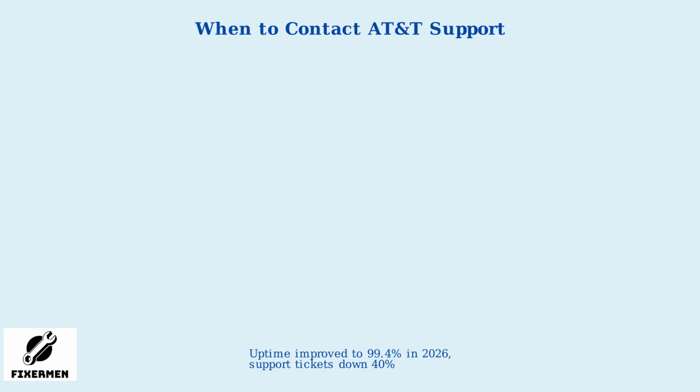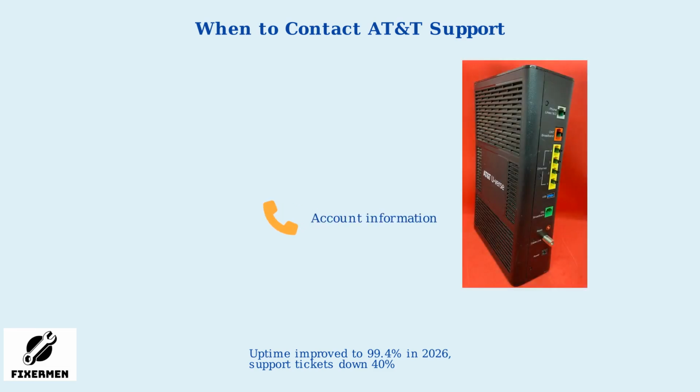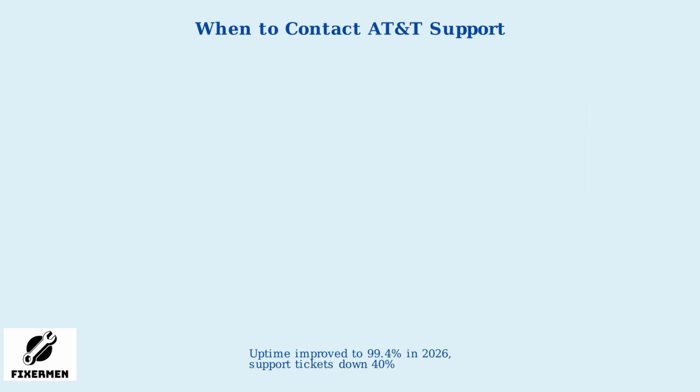Recent improvements have boosted uptime to 99.4% and reduced support calls by 40%. When you call, have your account information and gateway model number ready. This helps support technicians assist you more efficiently. If you're using an older gateway model, consider upgrading to newer ones like the PACE 5268AC, which offer better reliability and fewer offline issues. Remember, AT&T's proactive monitoring tools and firmware updates have made significant improvements. But contacting support is the final step in resolving persistent gateway problems.